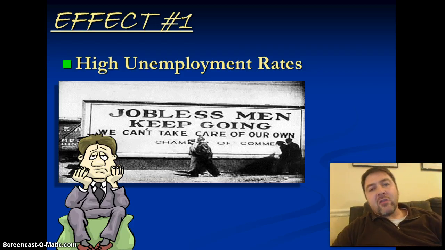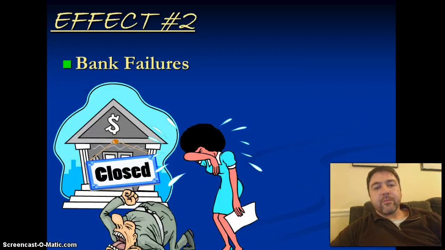We're going to see during the Great Depression unemployment rates in the United States and other countries at over 25%, nearly 1 out of every 4 people out of work. So that's our first effect of the Great Depression.